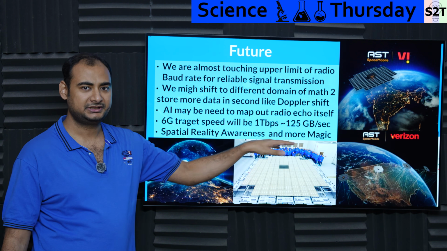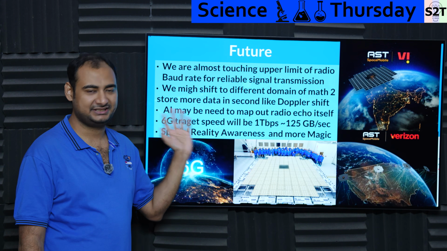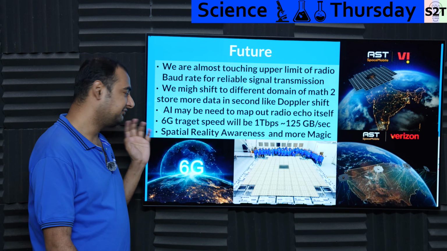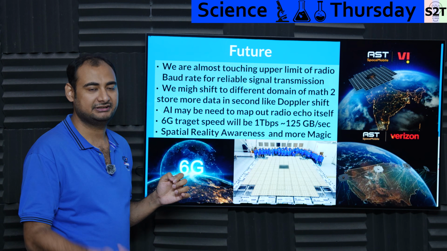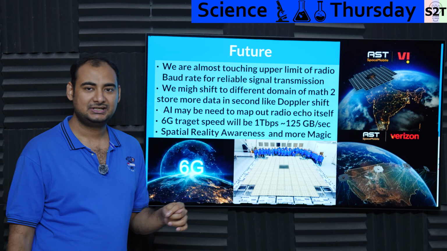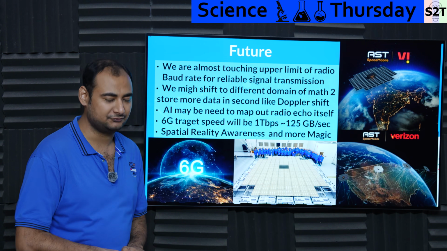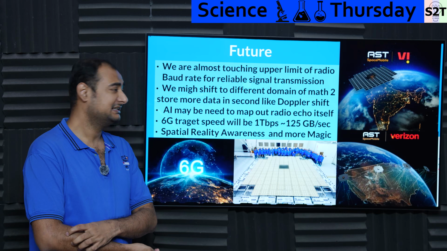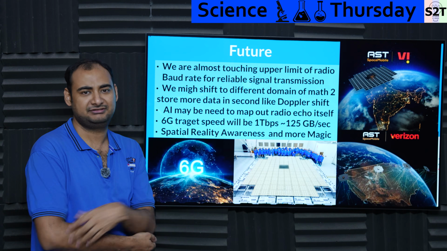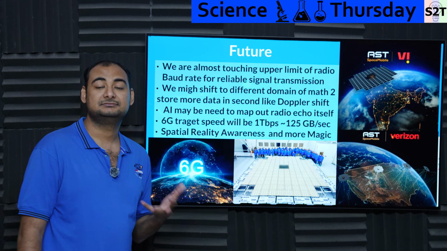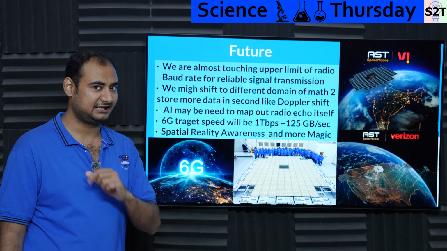So this is what we call stupid. Again, we don't want this. We don't need this. What we need is mathematical awareness, what we call spatial reality awareness, so you can handle lower grade signal with far more reliability. That is interesting. 6G won't be interesting because it will be faster. We never get faster. But the fact that signal will be more robust, that I like.